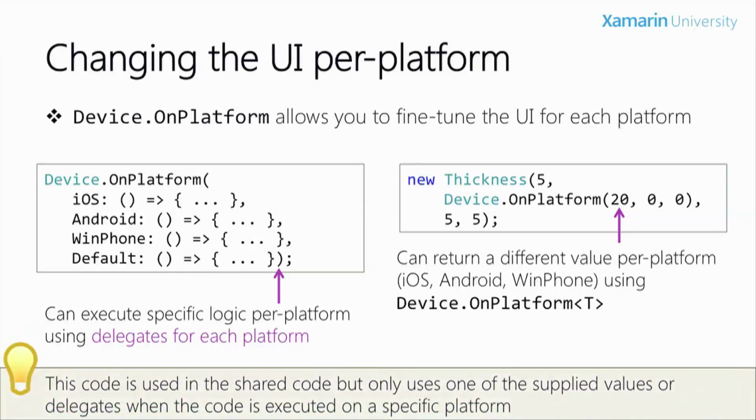And let me point this out once more. The important thing is we put all of this in our shared code, but we make it execute a specific branch or return a specific value based on the platform we are executing on at runtime. We cannot access platform-specific API with these methods.